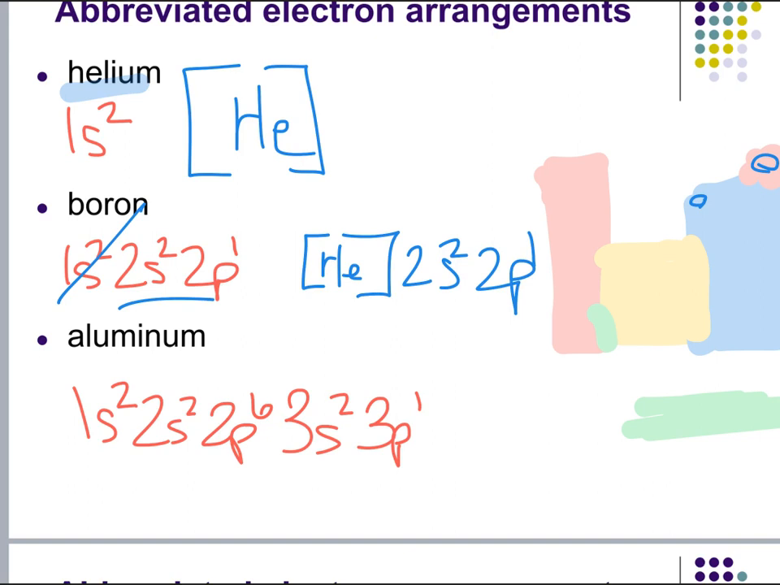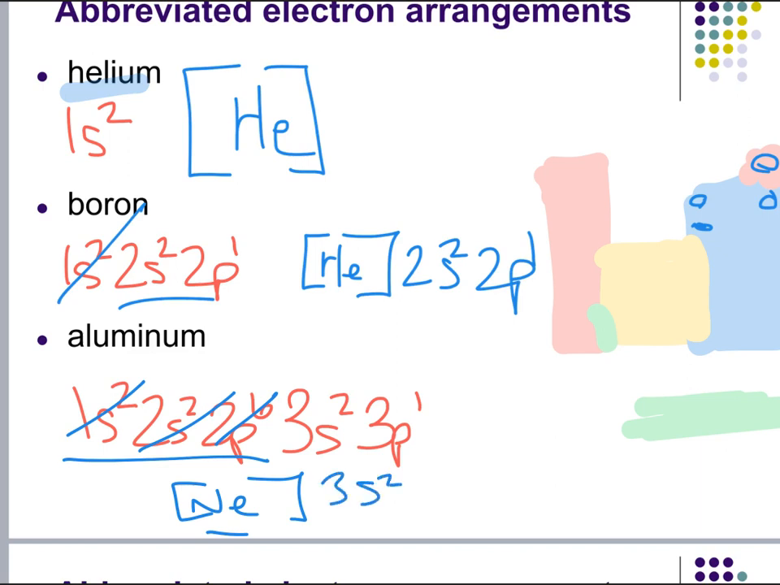For aluminum, that was the next one down in the third row. So the previous noble gas for aluminum is neon. So if I write neon, that would take the place of 1s2, 2s2, and 2p6. That is all represented when I write neon, since that is the configuration for neon. Then I'm going to continue with the rest of it, 3s2 and 3p1. So final answer, neon, 3s2, 3p1.